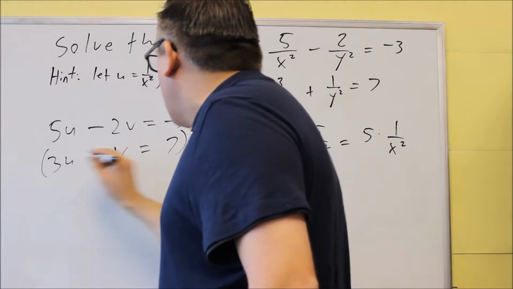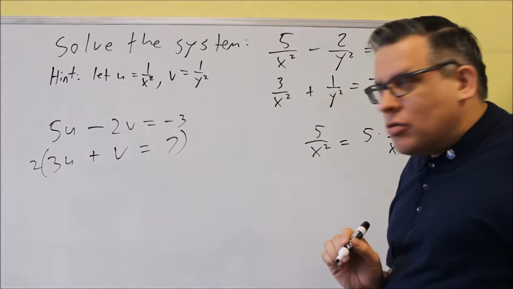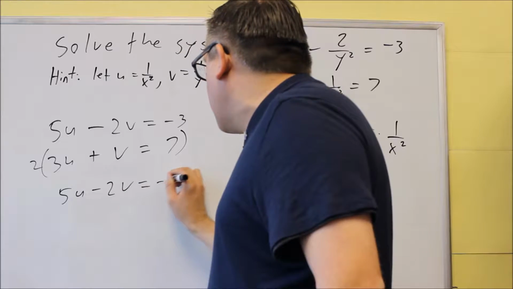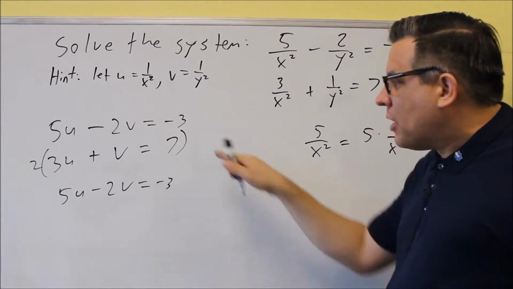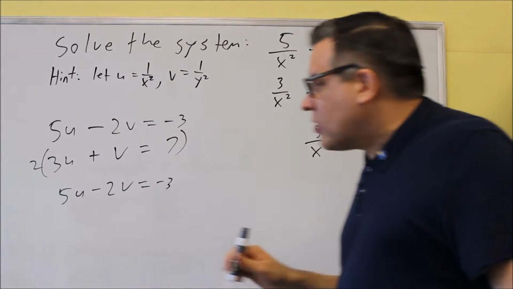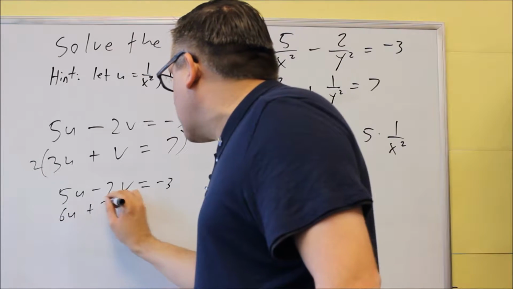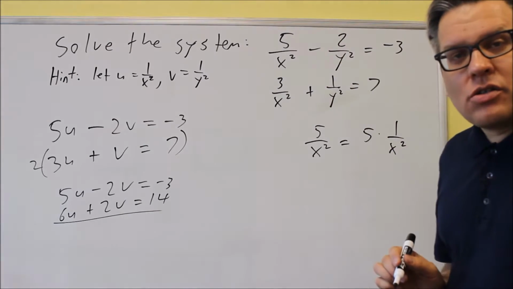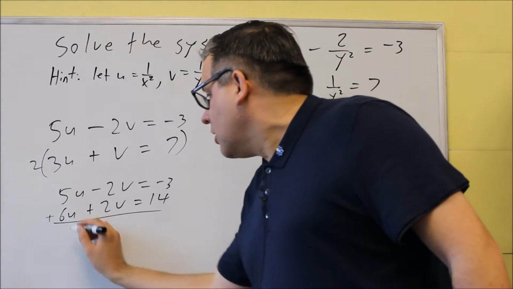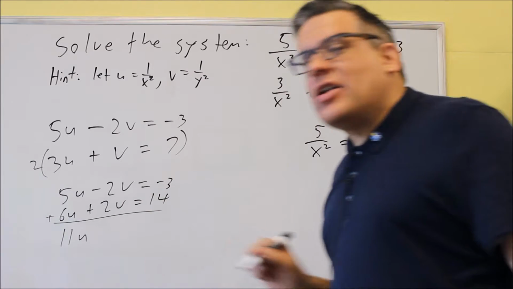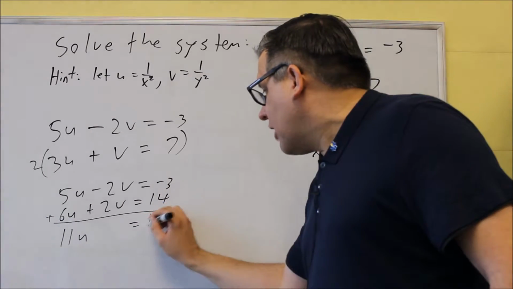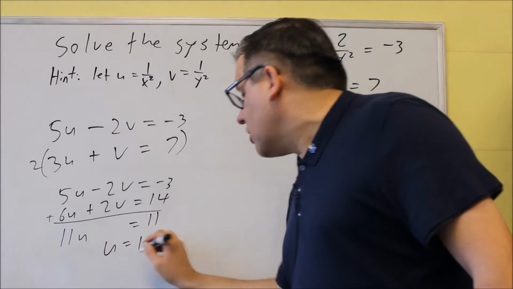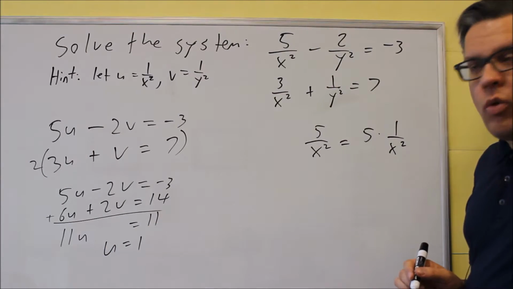So I'm going to take this and multiply by 2. The top equation is not going to change at all. I'll leave that the same. The bottom one, I'm going to multiply everything by 2. I get 6u plus 2v equals 14, and I'm going to add all that together. So if I add that together, I get 11u, the v's cancel out, and I get 11 over here on that side. If I divide both sides by 11, I get u is equal to 1.